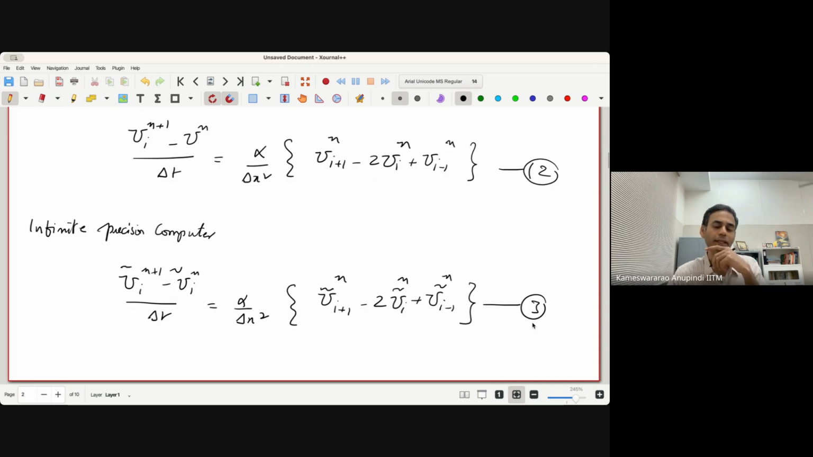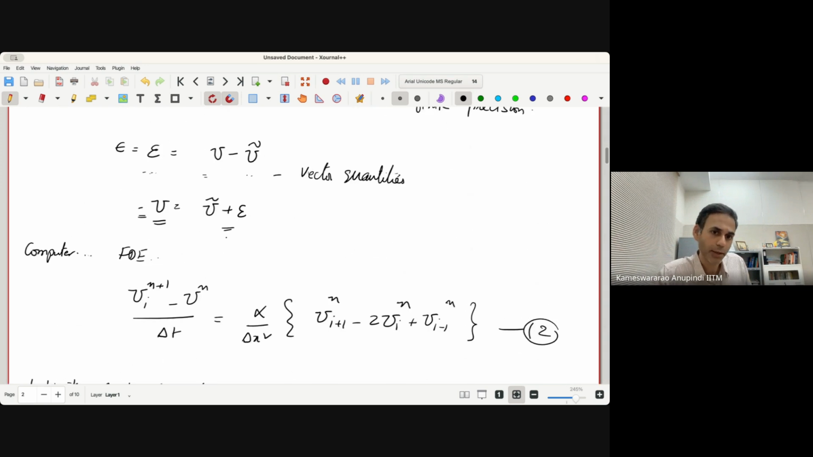So essentially both u and u tilde satisfy this finite difference equation. The only difference is that the solution you obtain is different, because one of the computers is finite precision and the other one is infinite precision. Now I can go back and look at equation 2, and substitute u equals u tilde plus epsilon, wherever there is u.